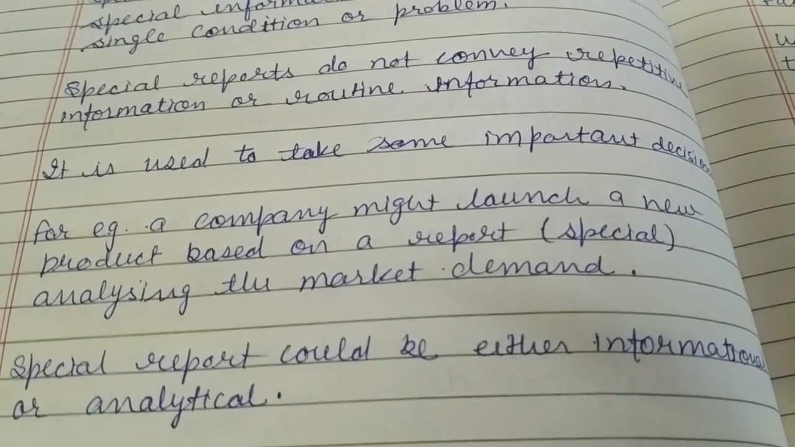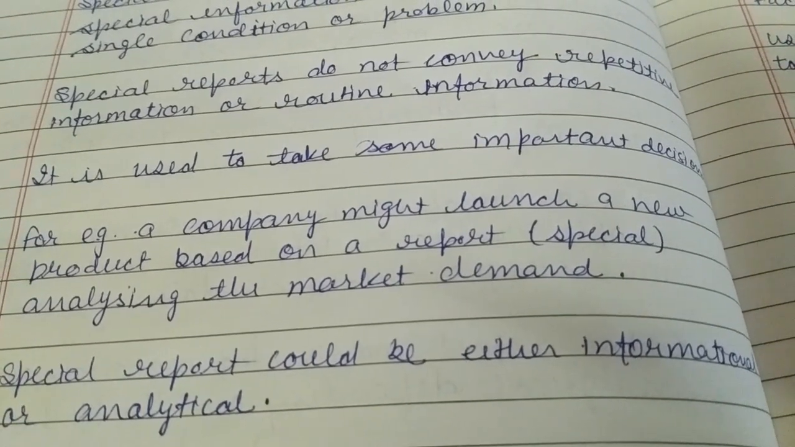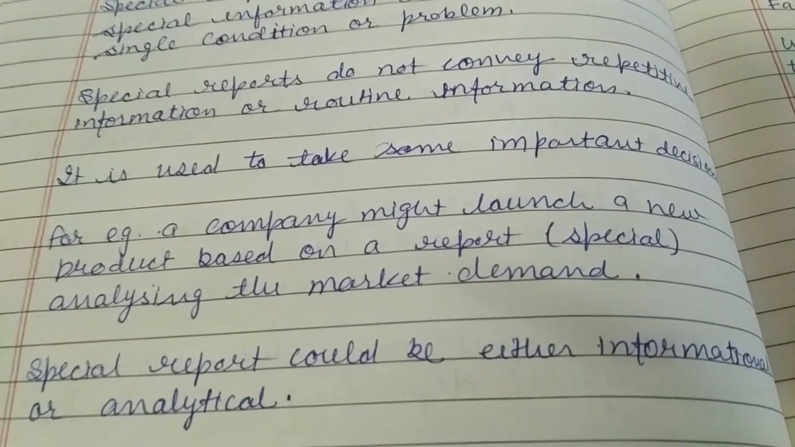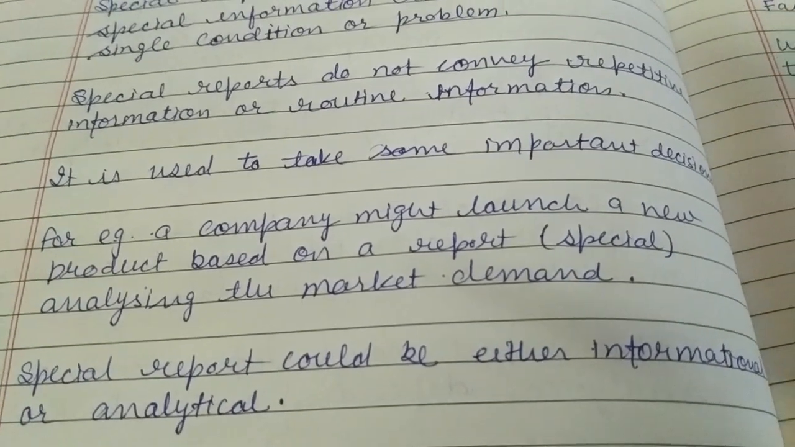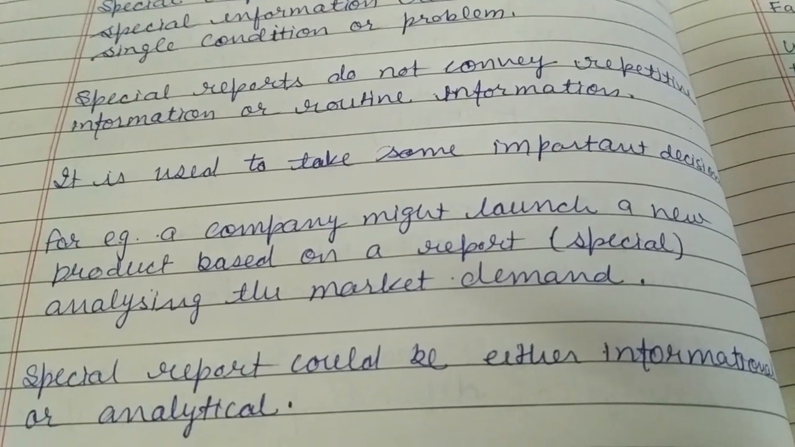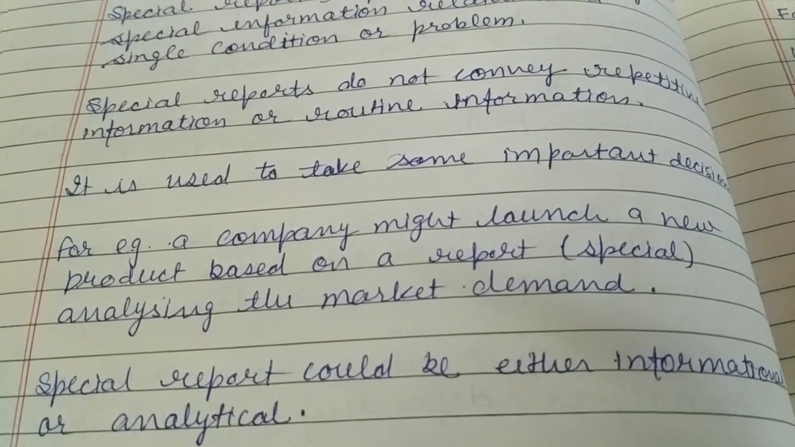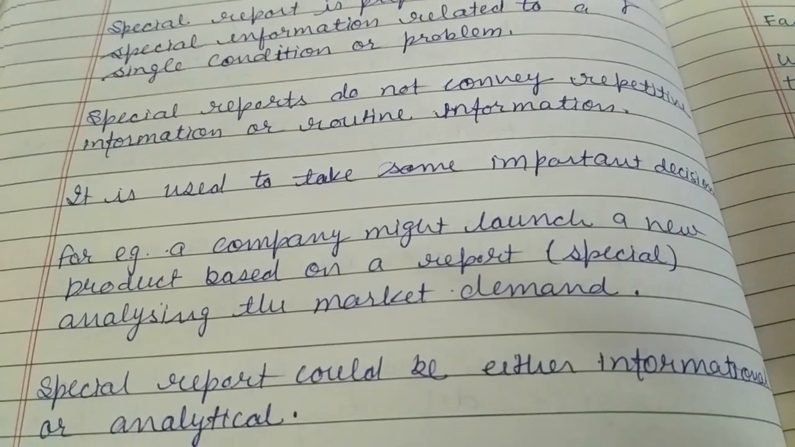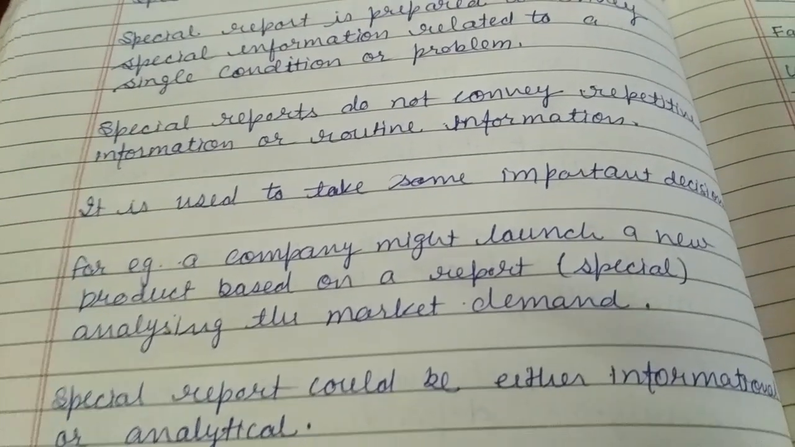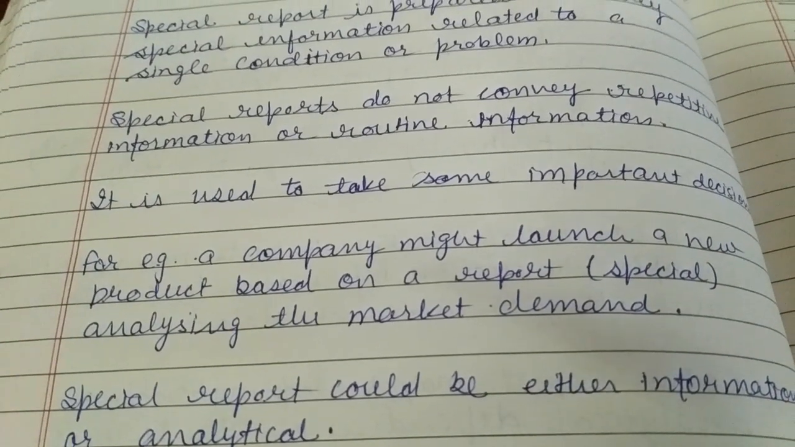For example, a company might launch a new product based on a report. So this is an example of special report. A company might launch a new product on a special report analyzing the market demand. So for analyzing the market demand, a company can prepare a special report, which is based upon the particular demand.